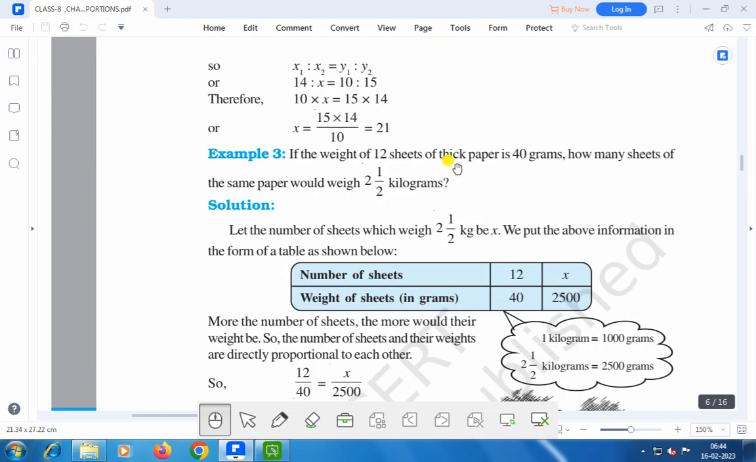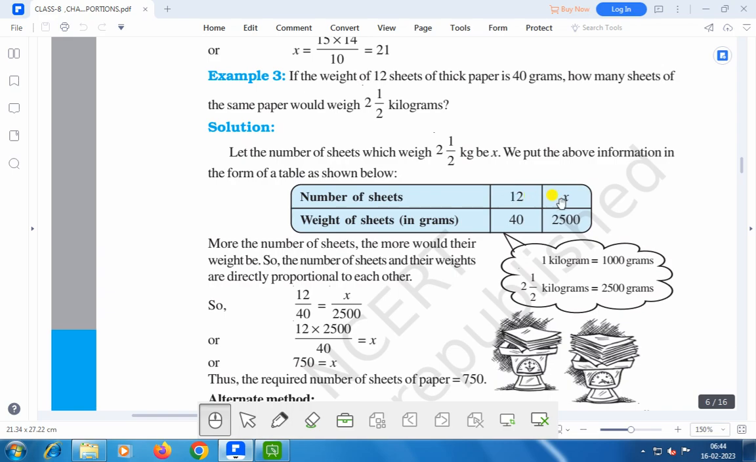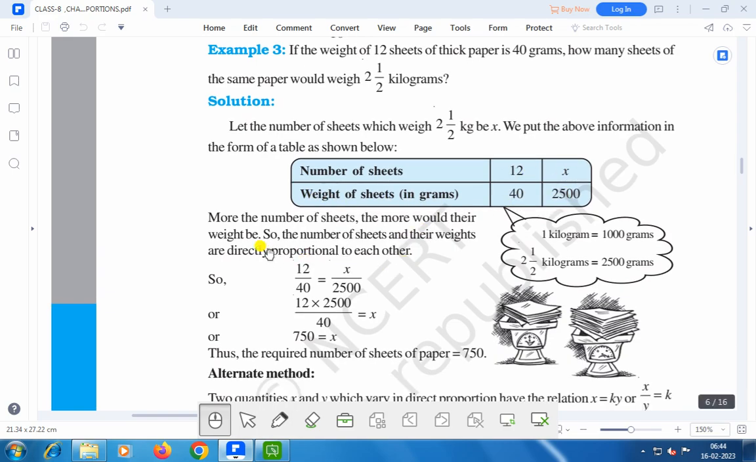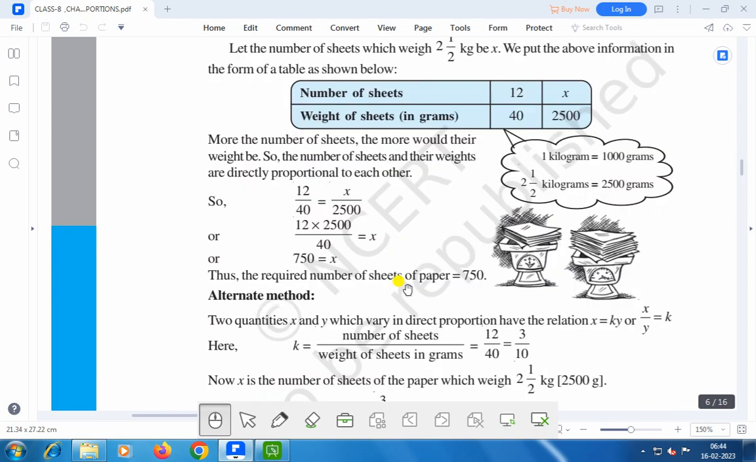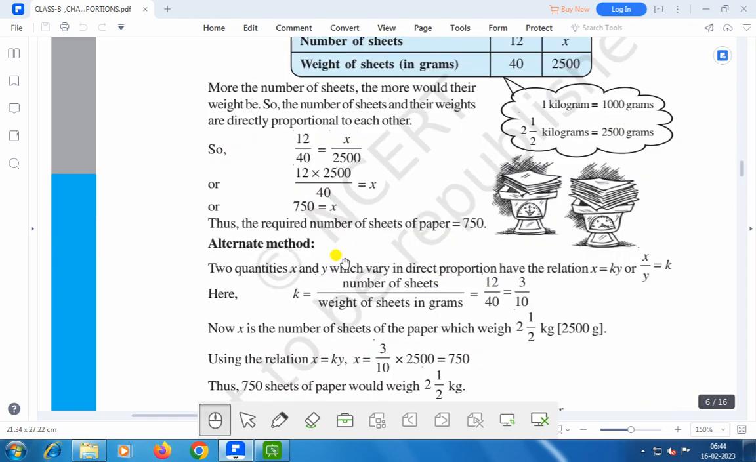Example 3. If the weight of 12 sheets of thick paper is 40 grams, how many sheets of the same paper would weigh 2.5 kilograms? Number of sheets: 12, here it is x. Weight of sheets is 40 and 2500. Therefore, 12 by 40 is equal to x by 2500, or the value of x is equal to 750.